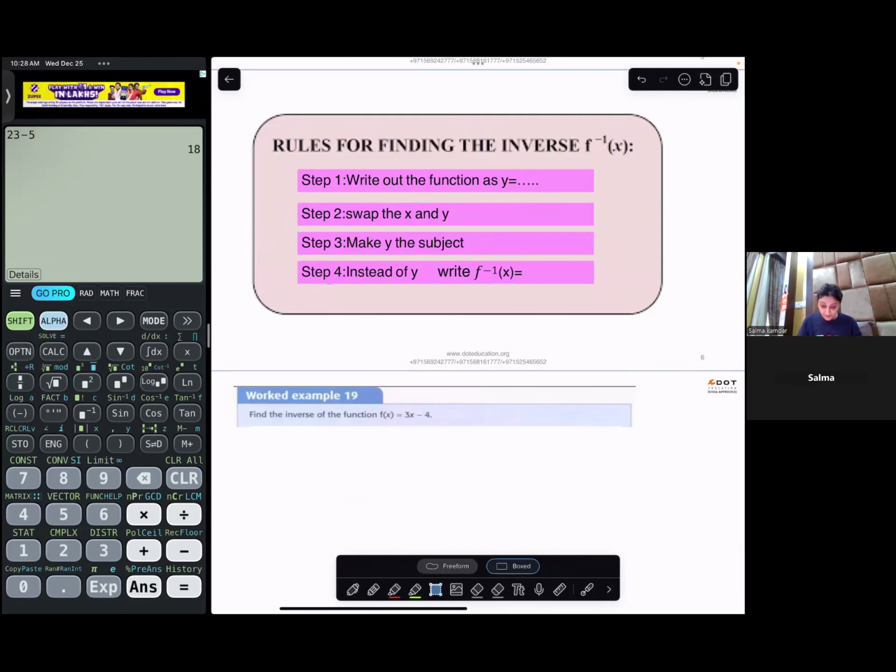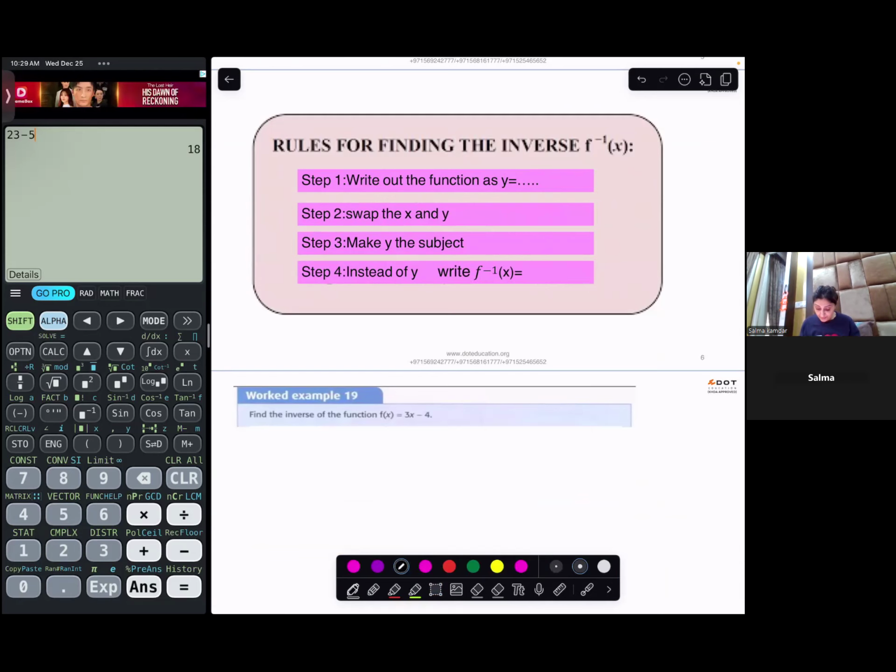So here are some rules related to inverse functions. This you should know. The first thing that you have to do is write out the function as y is equal to something. When I write the function as y is equal to something, then I will do my step 2. Step 2 says that you have to swap the x and the y.